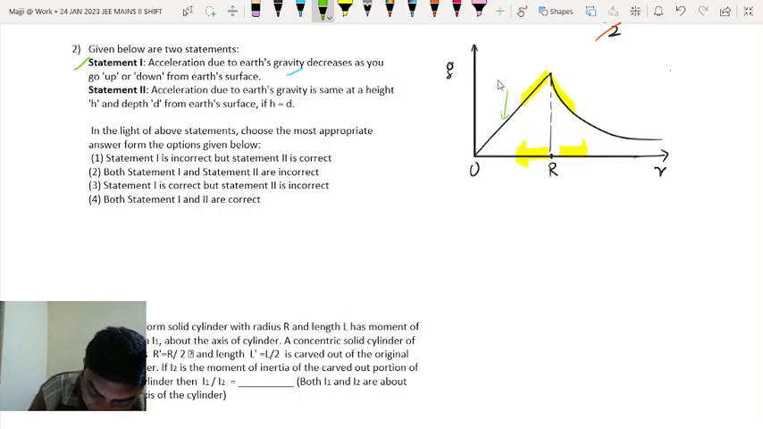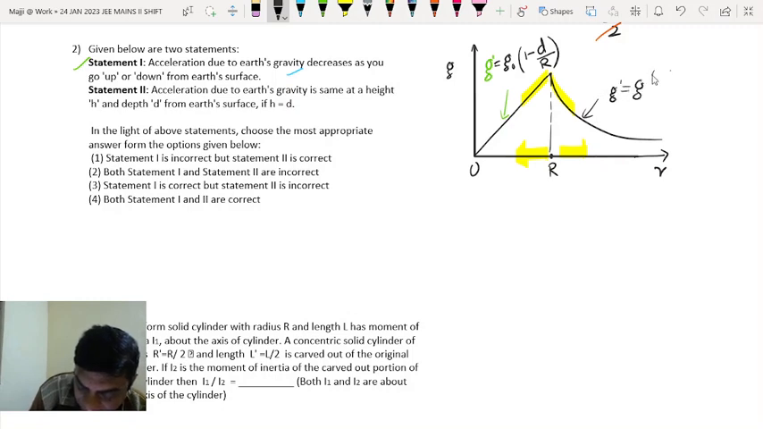in fact I can write this as g dash is equal to g on the Earth's surface into 1 minus depth upon radius, and here it will be g dash is equal to g into capital R by small r whole square, where capital R is the radius. Now the second statement is acceleration due to gravity is same at a height h and depth d from the Earth's surface, where h is equal to d. So this is wrong in fact. For example, if you equate these two, certainly you will not get d equal to h.